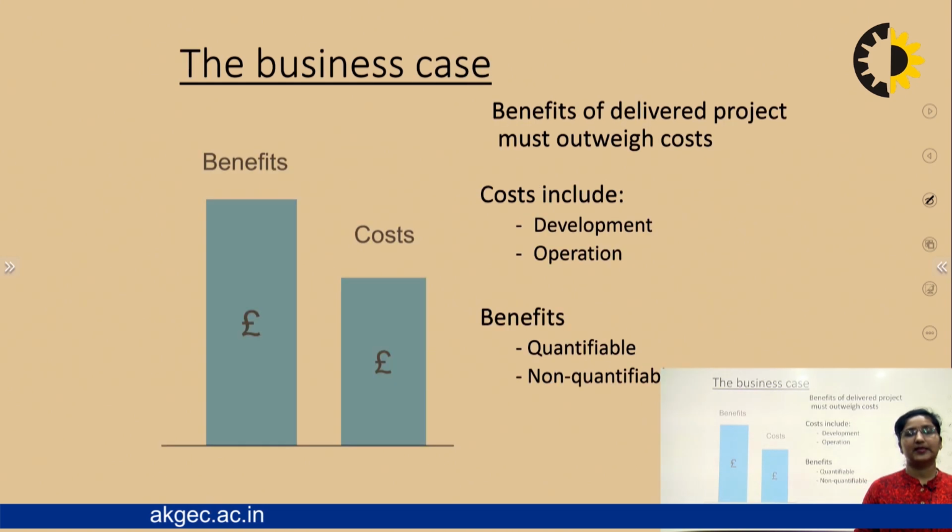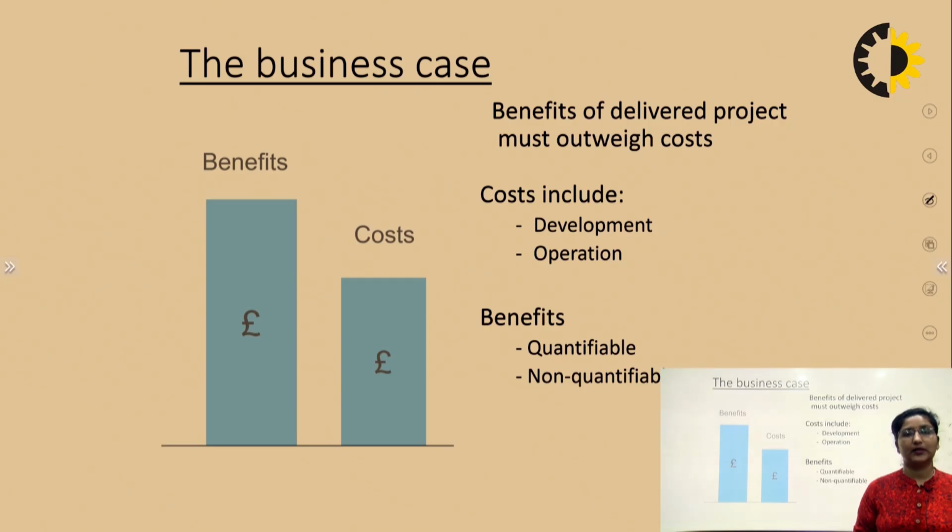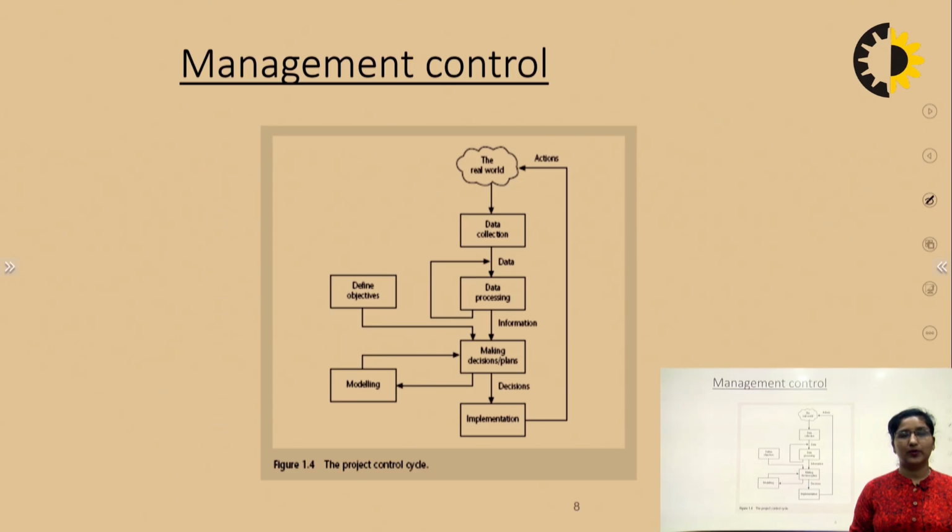For the business case, the benefits of the delivered project must outweigh the cost. What will the cost include? Cost will include the development and the operations. Benefits can be of two types, quantifiable and non-quantifiable.